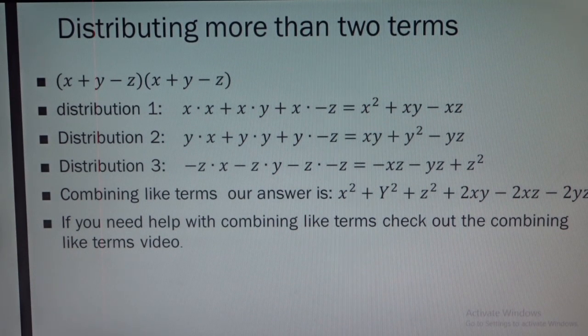When we combine like terms, our answer is x squared plus y squared plus z squared plus 2xy minus 2xz minus 2yz. If you need help combining terms, check out the Combining Like Terms video.